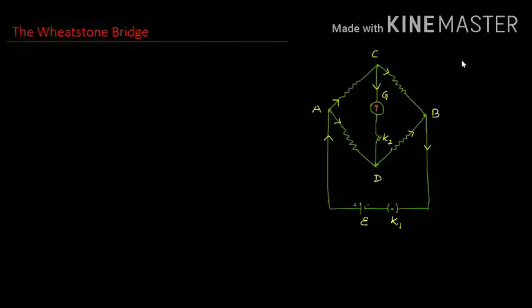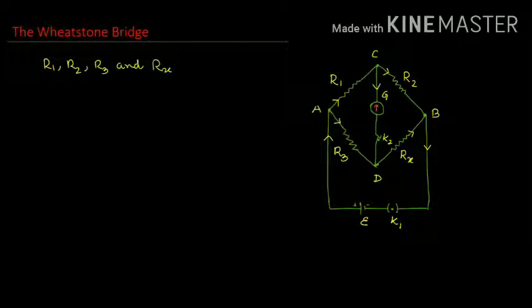Hello, let us discuss the Wheatstone Bridge. Wheatstone Bridge is an arrangement of four resistances R1, R2, R3 and Rx. These four resistances are arranged in the form of a quadrilateral. This is R1 and this is R2, R3 and Rx.